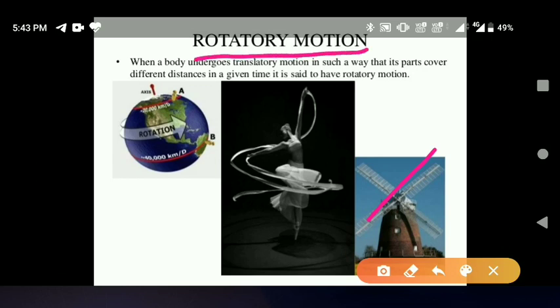Rotatory motion: when a body undergoes translatory motion in such a way that its parts cover different distances in a given time, it is said to be rotatory motion. So this is the difference between translatory and rotatory motion. In this case, different parts of the rotating body move through different distances during the same time interval. So by this we can explain rotatory motion.